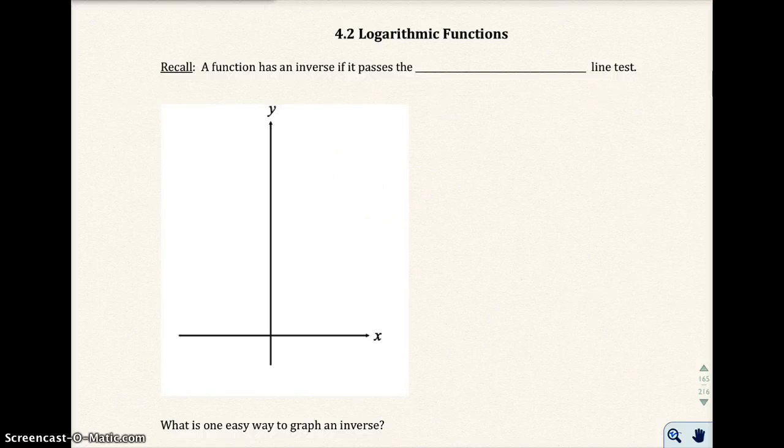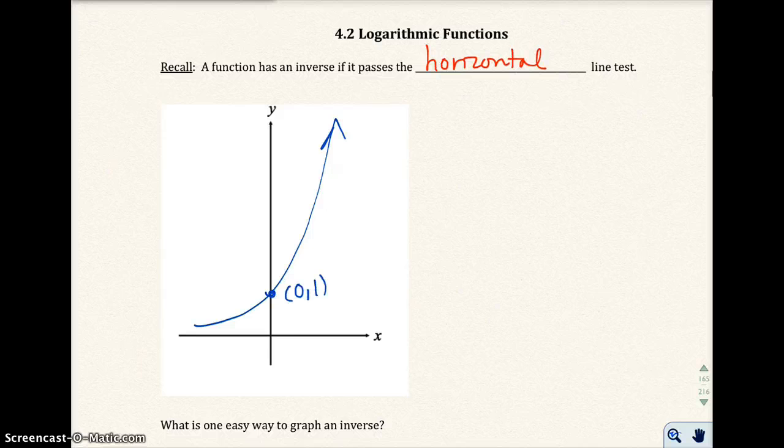Section 4.2, we're going to talk about logarithmic functions. And I want to recall that a function has an inverse if it passes the horizontal line test. So remember, our exponential functions look like this. It passes through (0, 1), and we have an asymptote right here. So this passes the horizontal line test. If you do the horizontal line test, it'll hit just one point. So an exponential function has an inverse.